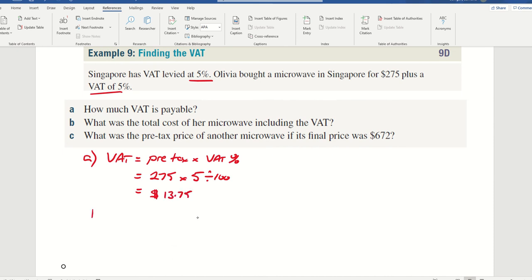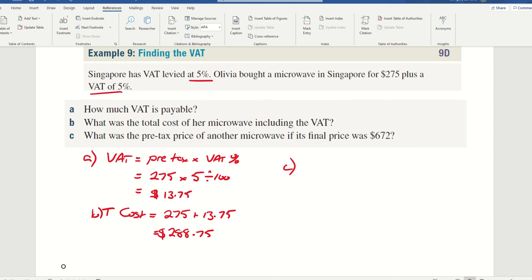So for our second one, the total cost, we're just adding those two together. Total cost is equal to 275 plus 13.75, which is equal to $288.75.